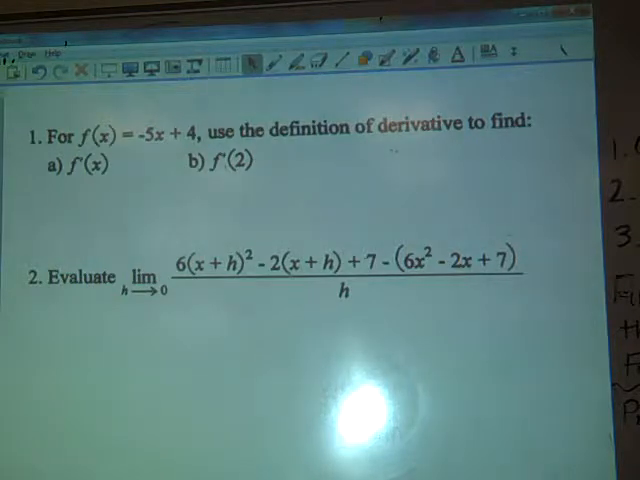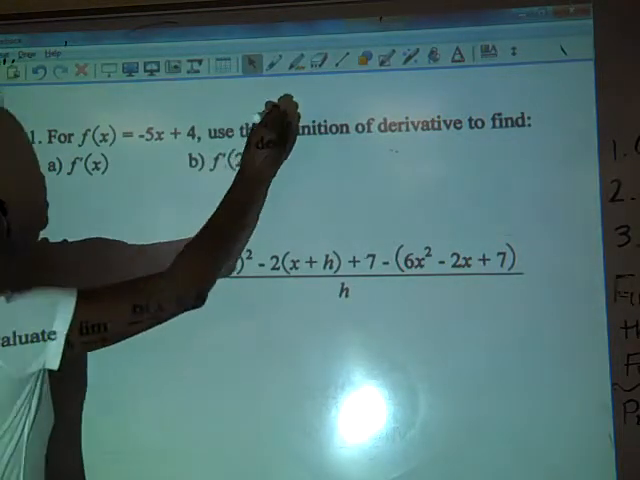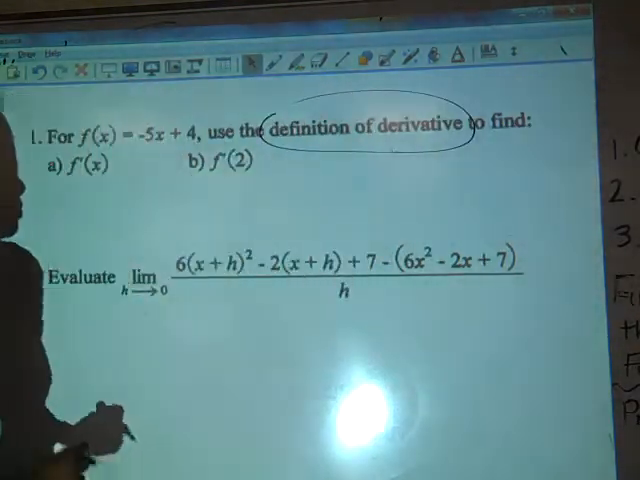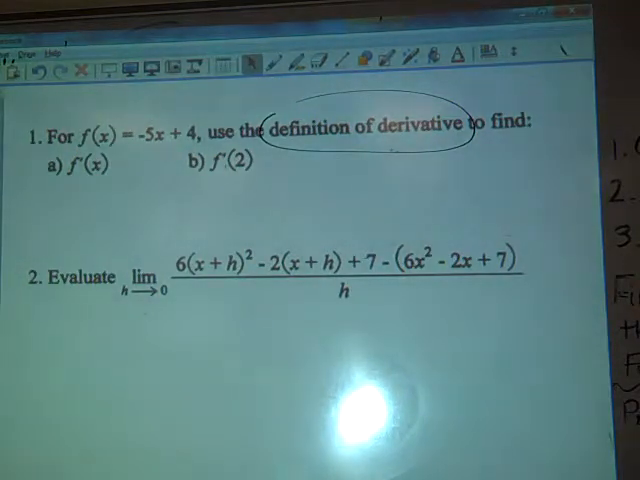If it were f prime of the number e, what would it be? -5, because the slope of a line never changes. So you already know the answer, but how are we going to find it? To use the definition of the derivative. So guess which way we have to do it? The long way. Not the hard way. It's just long, but it's not hard.